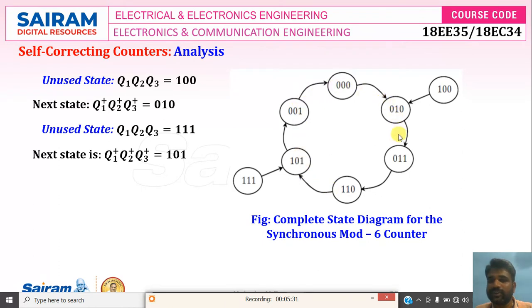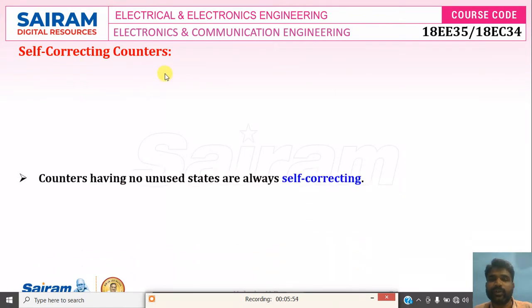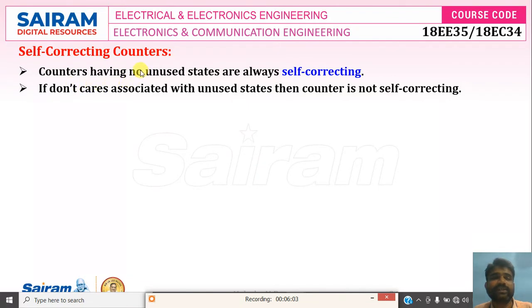This was the original state diagram. Now if unused state 100 occurs, the next state is 010 and it continues. If 111 occurs, the next state is 101, and from there it continues. This is what self-correcting counters are. Now we'll discuss some more points on self-correcting counters. If a counter has no unused states, then it is always self-correcting.